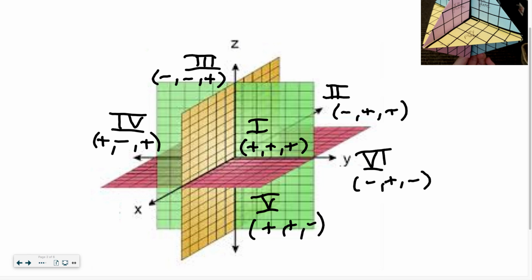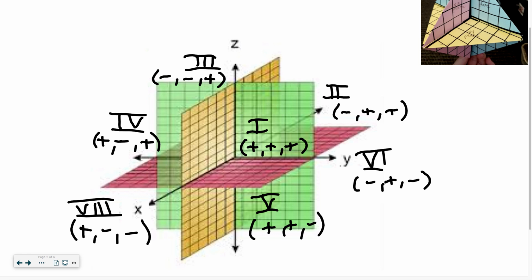Octant 7, I really can't see in my image at all, so I'm not even going to label it, but what do you know about all the coordinates in octant 7? They're all negative. We're going back, we're going left, we're going down. So everything is negative in octant 7. And then over here in octant 8, we're going to be positive, negative, negative.